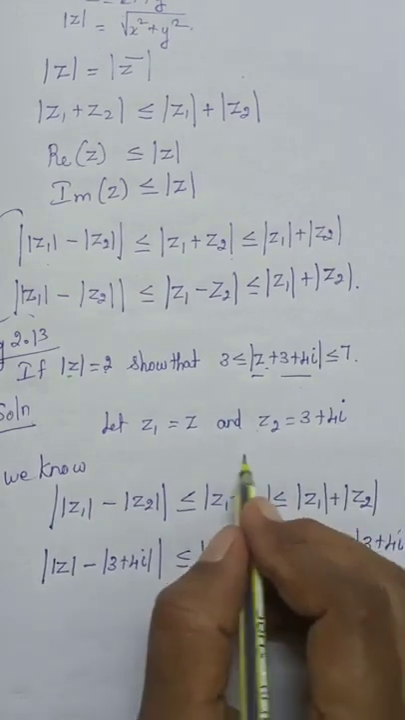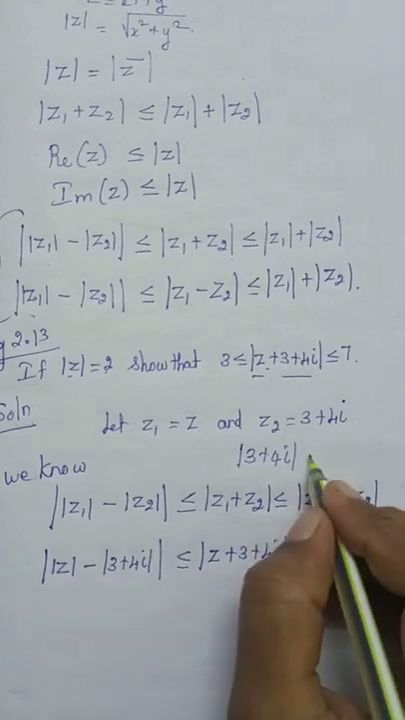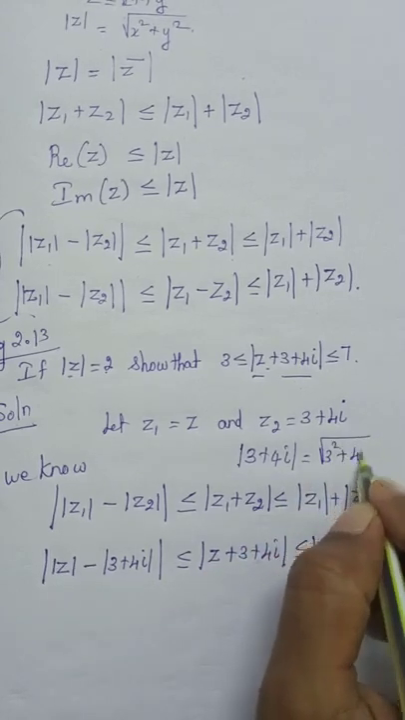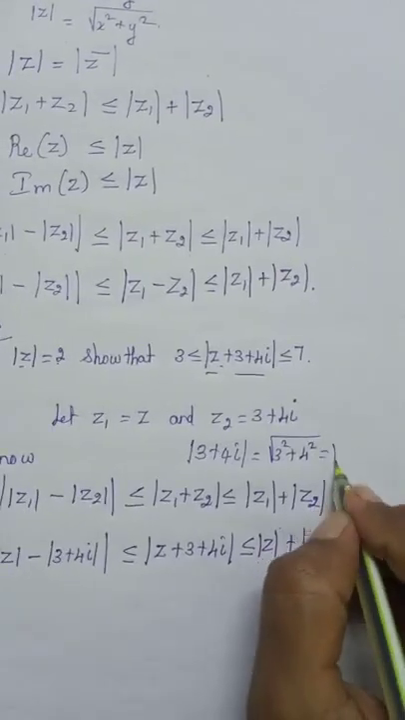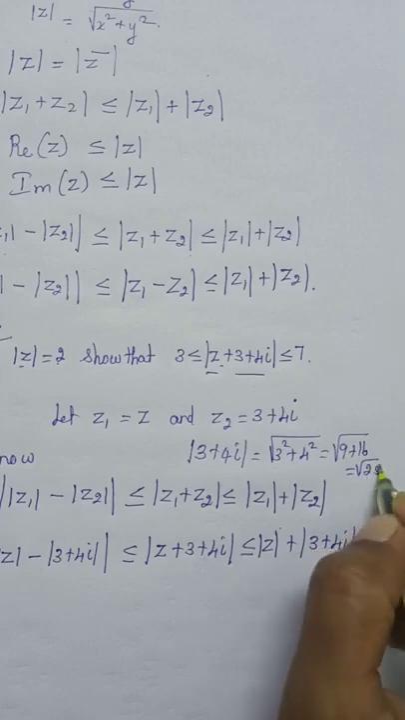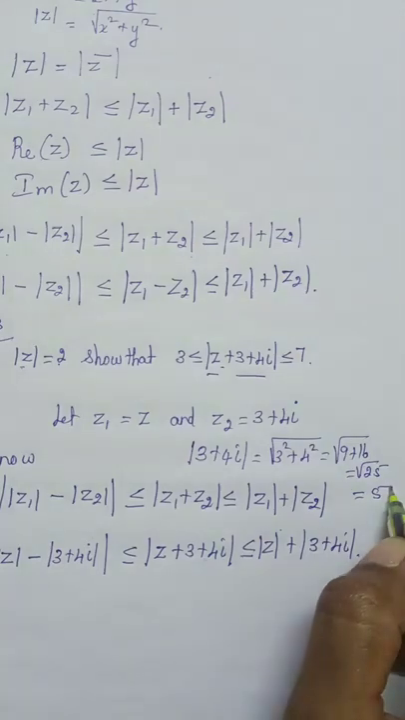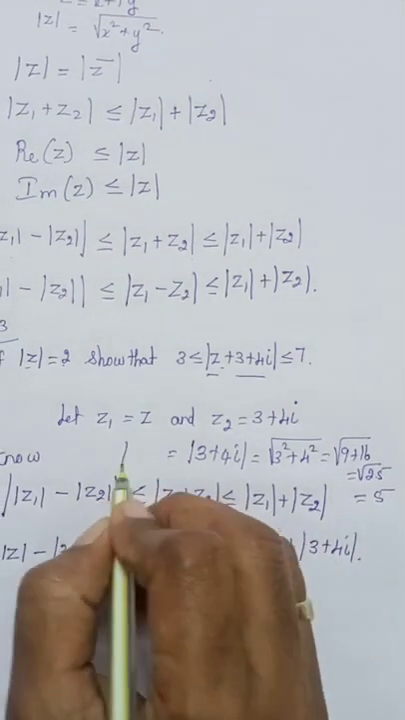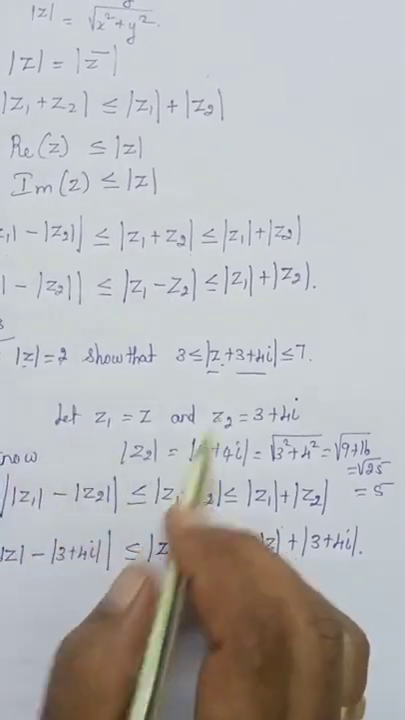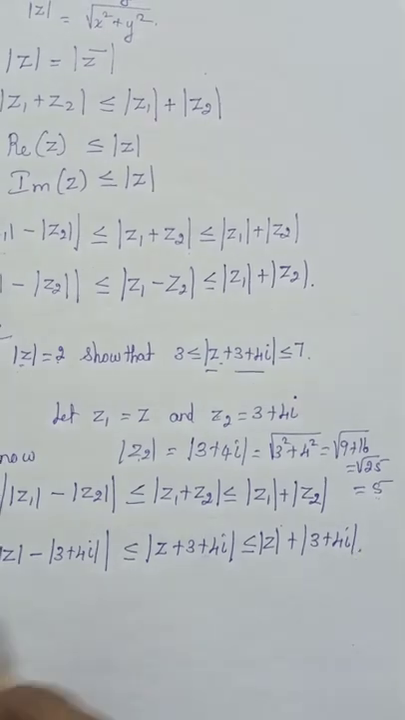So, before that, on the side, if you want, we can find out modulus 3 plus 4i, which is equal to root of 3 square plus 4 square, isn't it? So, we get root 9 plus 16, root 25, which is equal to 5. Or even you can write it as modulus z2. Modulus z1, z value is 2, and this modulus z2 value we have got as 5.